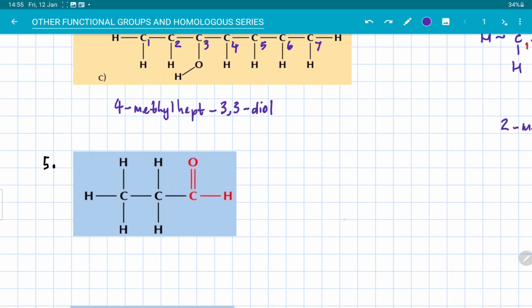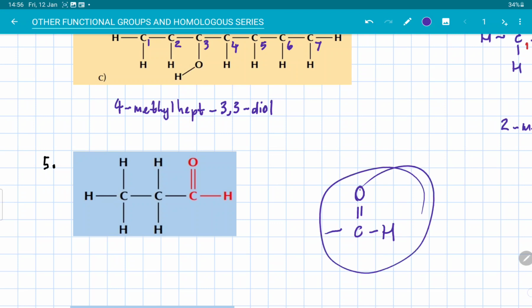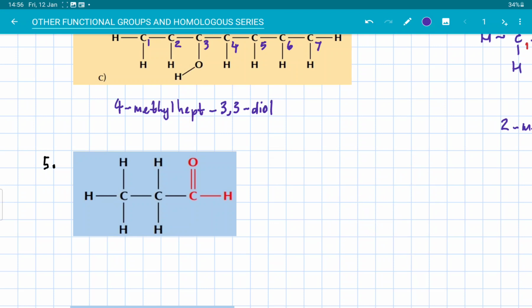Now look at this molecule. Do you remember I said C double bond O and an H, and you will find this on the terminal carbon atom, either on the right or on the left. That qualifies as an aldehyde. One fact about the aldehyde, because of the formyl group, it's always at carbon 1. We never mention the position of the formyl group because it's always at carbon 1.